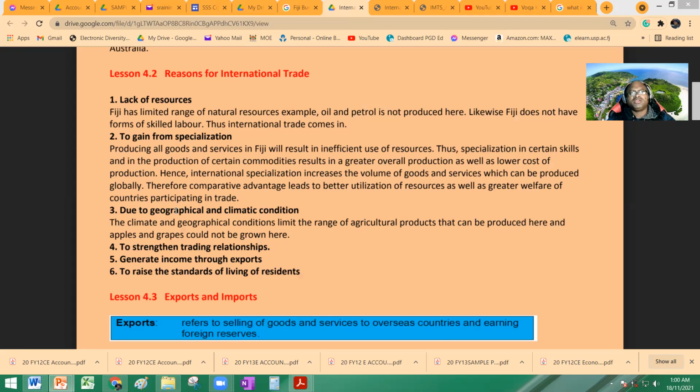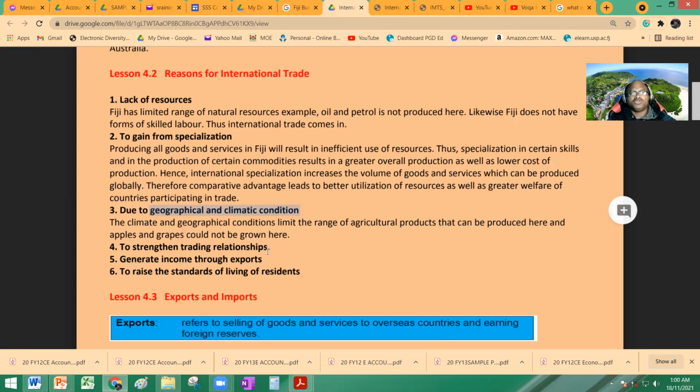Geographical location. Well, this is a very common one. If you have bought some grapes and apples, you know that it is due to geographical and climate conditions that we are not able to produce that kind of tasty grape and apple, and you have to buy it from overseas because of the location on the globe.